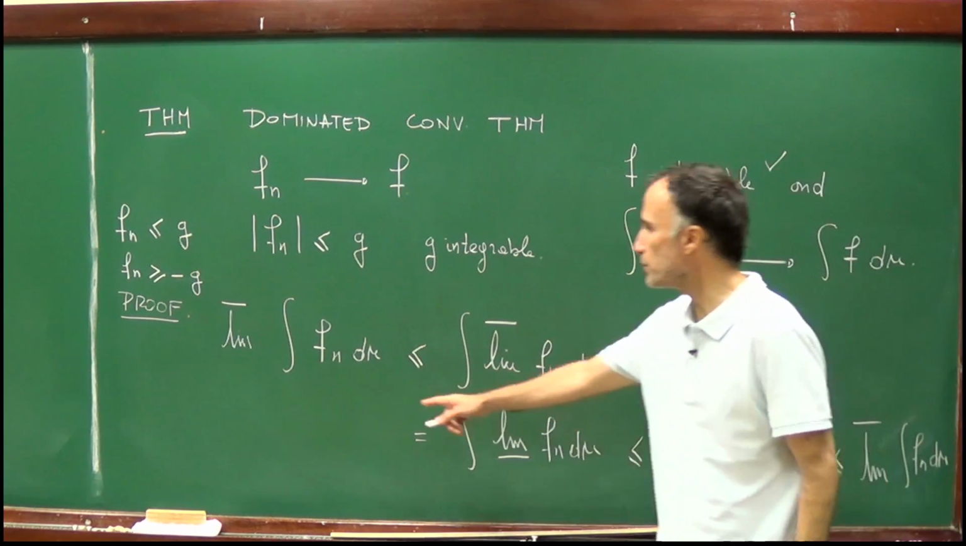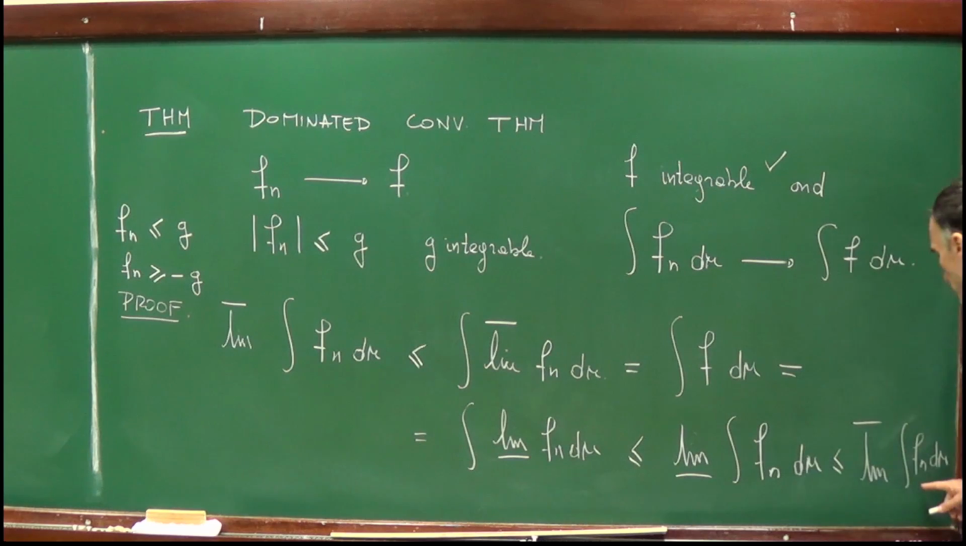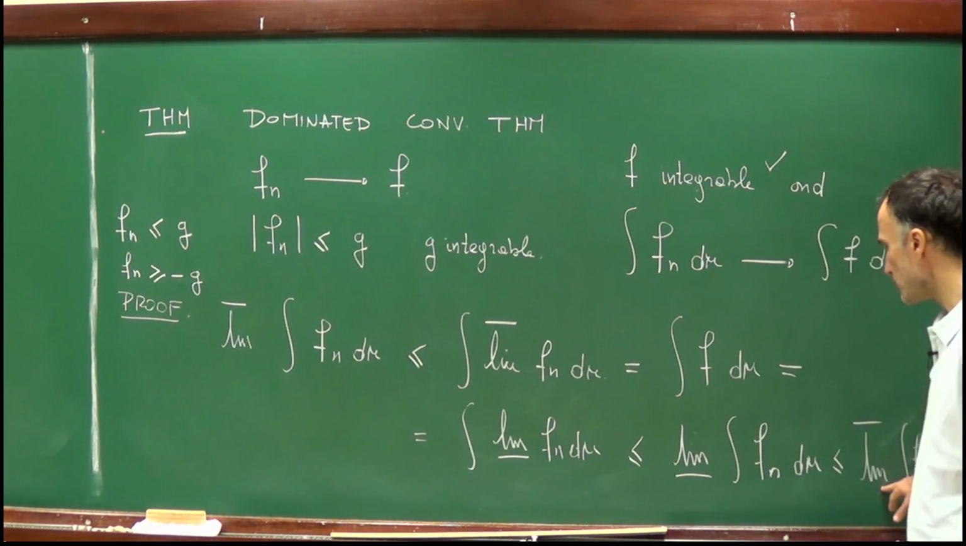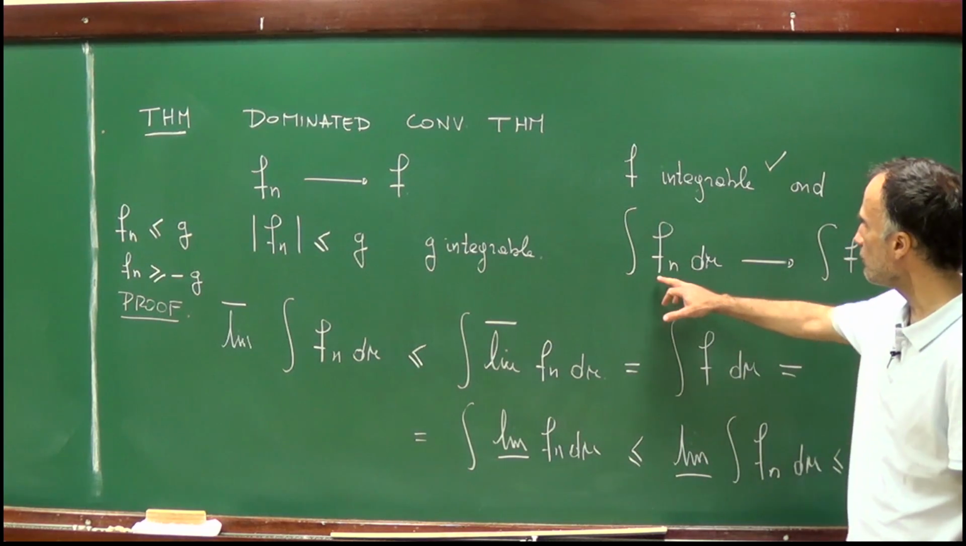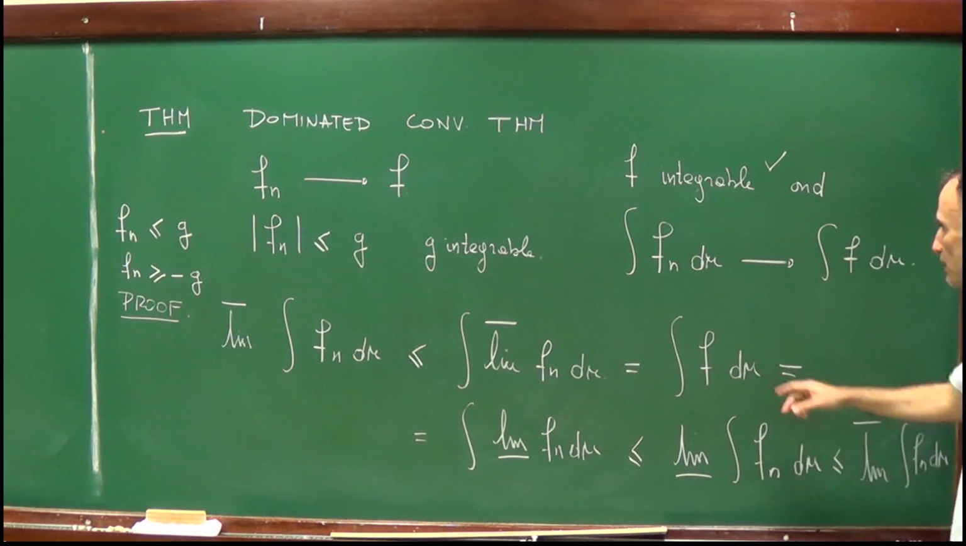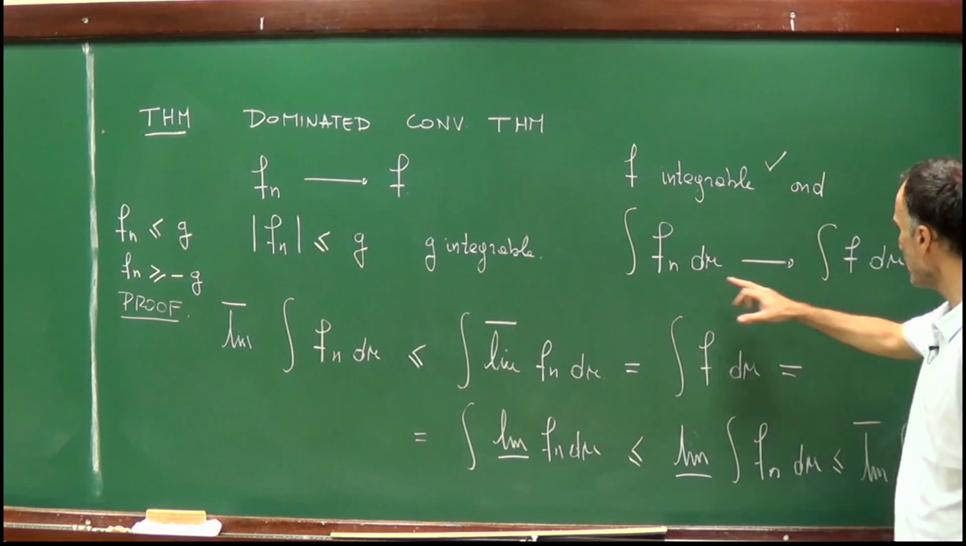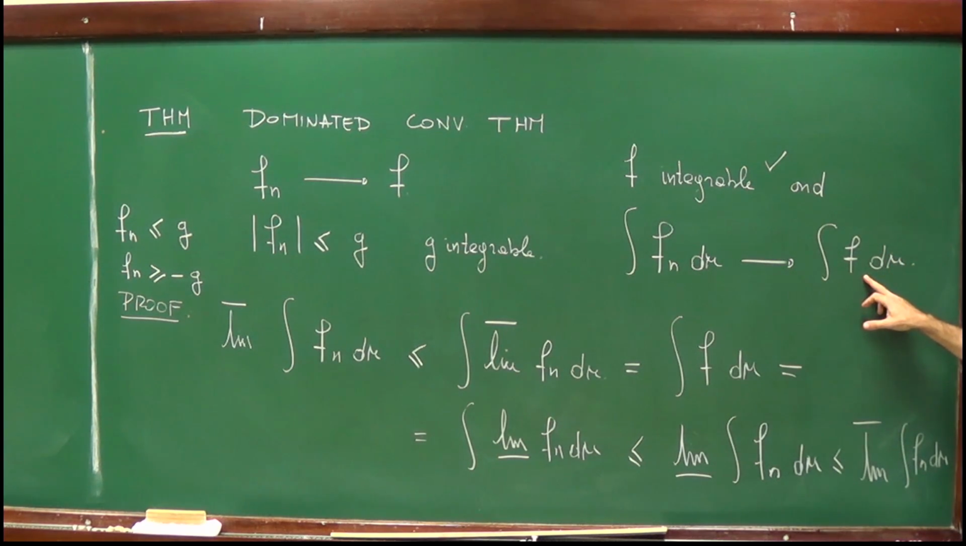Therefore, we started with a sequence of inequalities and we end up with the same object. Therefore, everything inside is equal, which means that the limit sup is equal to the limit inf, which is equal to the integral of f, and therefore we just proved that this sequence is converging, and it's converging to the integral of f, and this is the dominated convergence theorem.